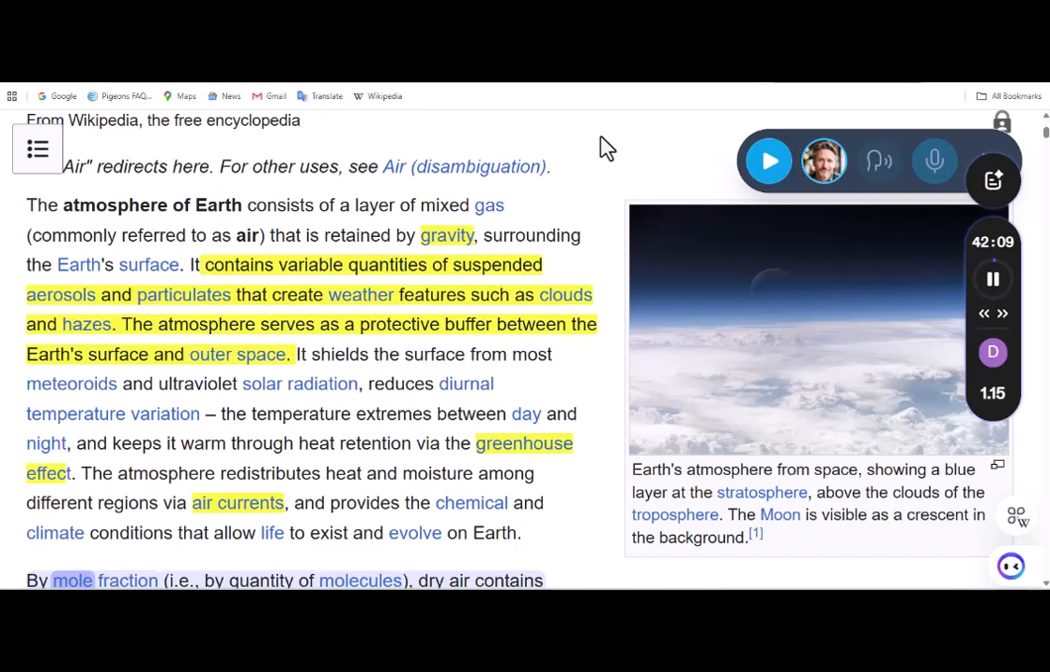By mole fraction, that is by quantity of molecules, dry air contains 78.08% nitrogen, 20.95% oxygen, 0.93% argon, 0.04% carbon dioxide, and small amounts of other trace gases. See composition below for more detail. Air also contains a variable amount of water vapor, on average around 1% at sea level and 0.4% over the entire atmosphere.